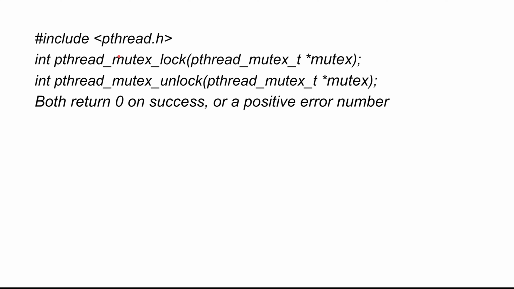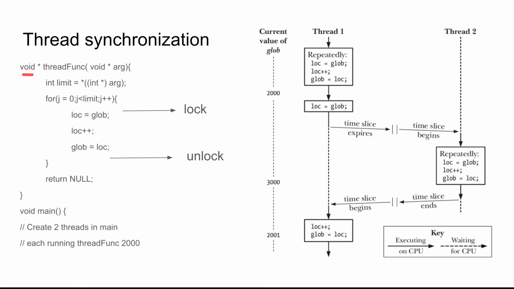Now let's see an example program where we are going to implement this thread function in two variations. In the first variation, we are not going to have lock and unlock around the critical section. And in the second variation, we'll put lock and unlock around the critical section and see how the output varies.